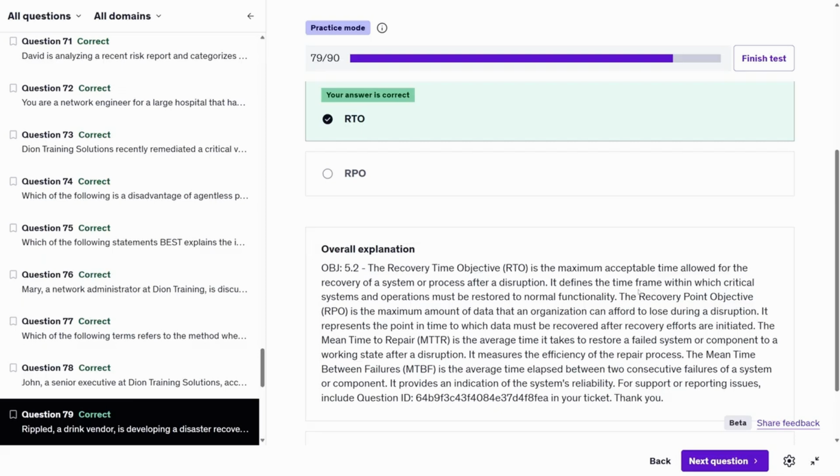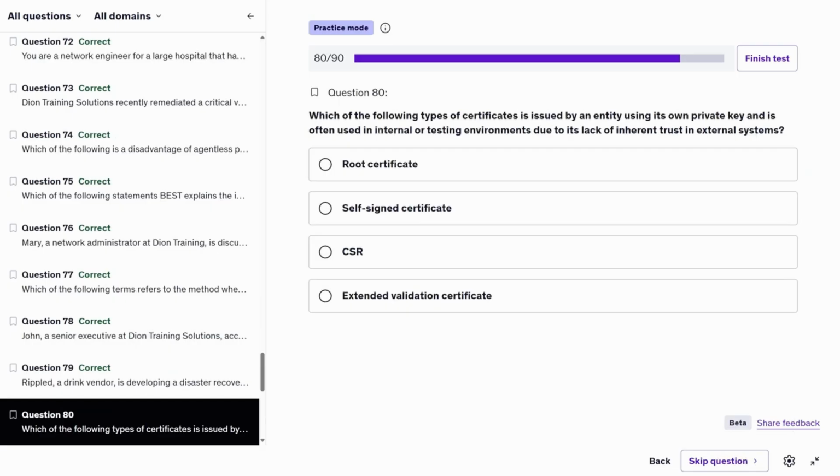The recovery point objective, RPO, is the maximum amount of data that the organization can afford to lose. MTTR is the average time it takes to restore a failed system or component. And the mean time between failures, MTBF, is the average time elapsed between two consecutive failures of a system or component. Which of the following types of certificates is issued by an entity using its own private key and is often used in internal or testing environments due to its lack of inherent trust in external systems?